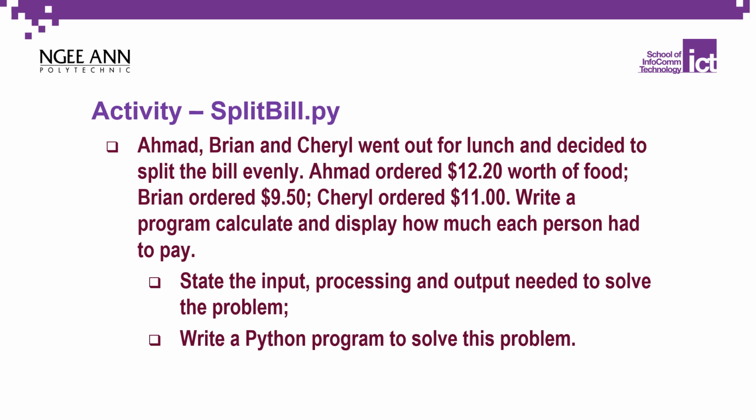We will end this lesson with another activity. So suppose 3 friends went out for lunch and decided to split the bill evenly. Ahmad ordered $12.20 worth of food. Brian ordered $9.50 worth. Cheryl ordered $11 worth. You are to write a program called splitbill.py to calculate and display how much each person had to pay. In this activity, you must first state the input, process, and output needed to solve the problem, and then write a Python program to solve this problem based on the input, process, and output you have identified. As usual, complete and submit your activity to your ICT Space Network folder.